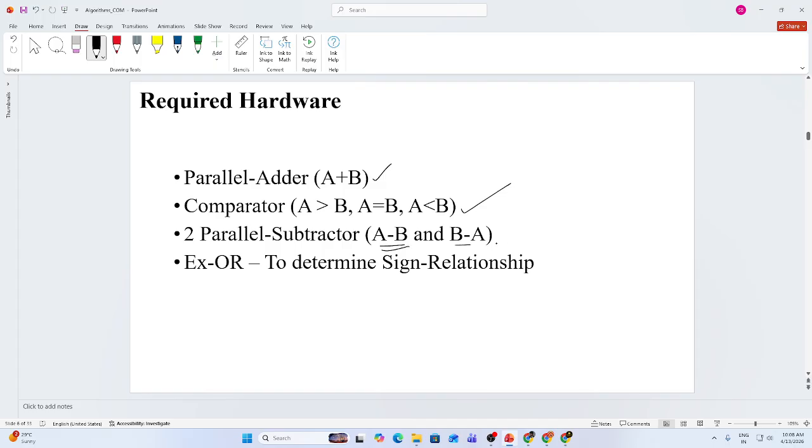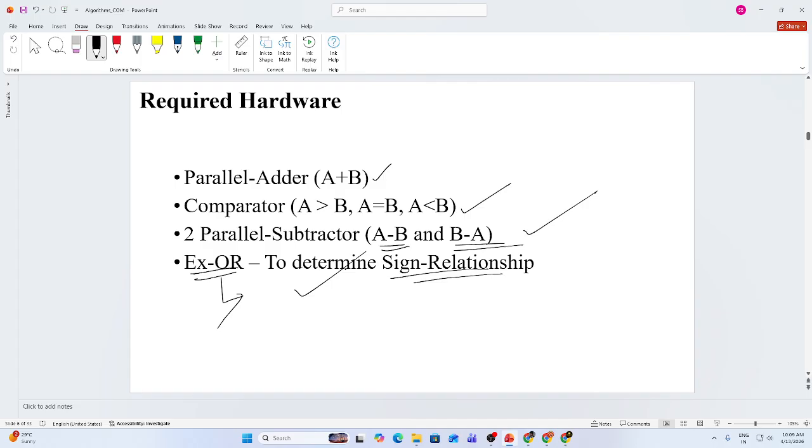For doing b minus a, I require another subtractor, so two subtractors in total. Similarly, to determine the sign, I need to check whether the signs are equal or not. To compare the signs, I already told in the previous lecture that we require an XOR gate. So please refer to how we compare the signs using the XOR gate.